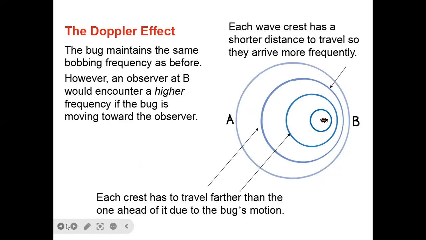So, Doppler effect: the bug maintains the same bobbing frequency as before. However, an observer at B would encounter a higher frequency if the bug is moving towards the observer. Each wave crest has a shorter distance to travel, so they arrive more frequently. Each crest has to travel further than the one ahead of it due to the bug's motion. So this is due to the Doppler effect.